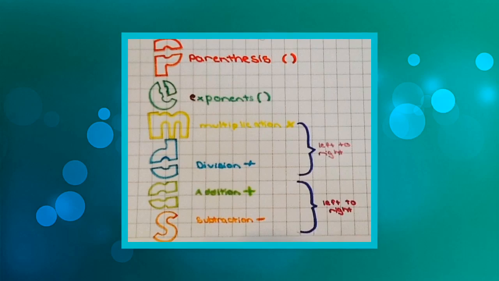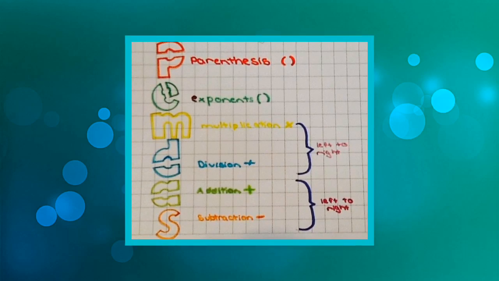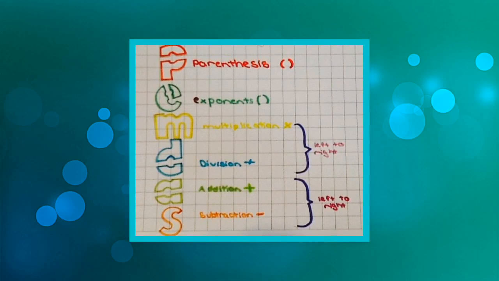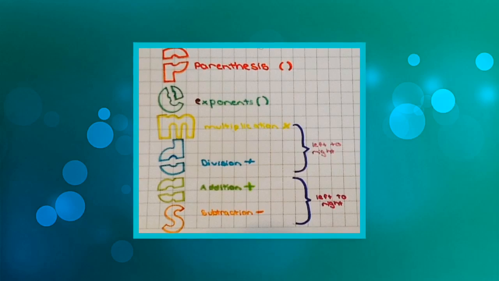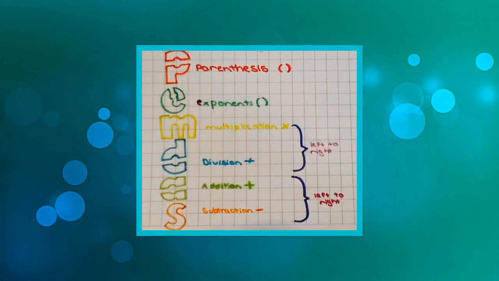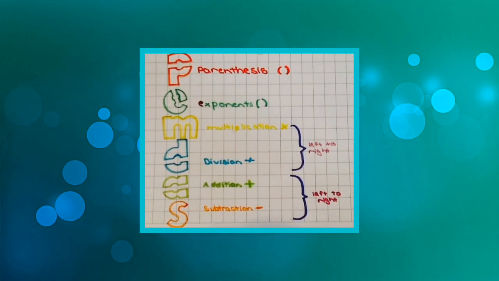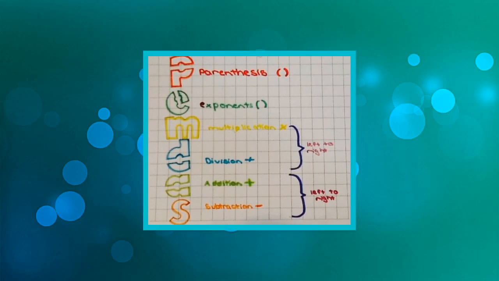Pemdas is a way of multiplying fractions. In Pemdas, there is a way of multiplying fractions because every letter of Pemdas means something. P for parentheses, E for exponents, M for multiplication, D for division, A for addition, and S for subtraction.